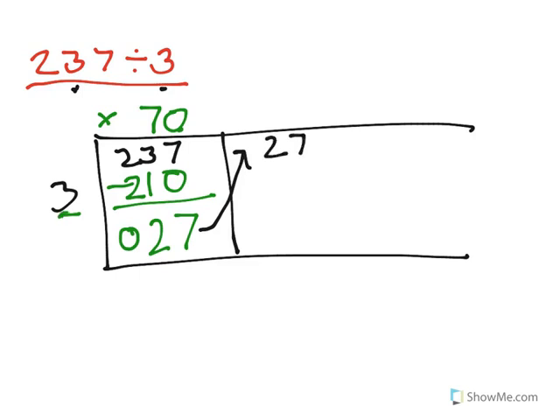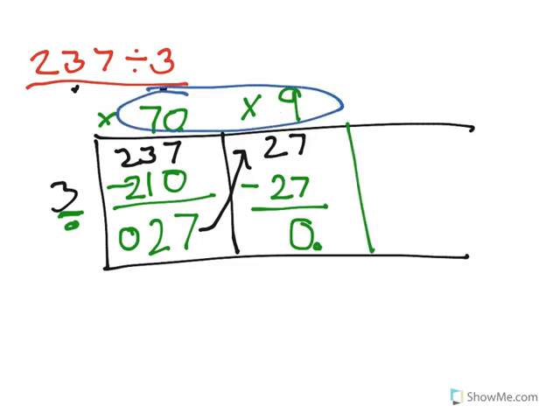Then I have to repeat the same question. 3 times something gets me as close to 27 without going past 27. So for this one, I know that 3 times 9 is equal to 27. So I subtract those two. 27 minus 27 leaves you with 0. So at this point, this number is smaller than your divisor, which means you're done. So to find our quotient, we take these two numbers across the top, 70 and 9, and add them together. 70 plus 9 makes 79.